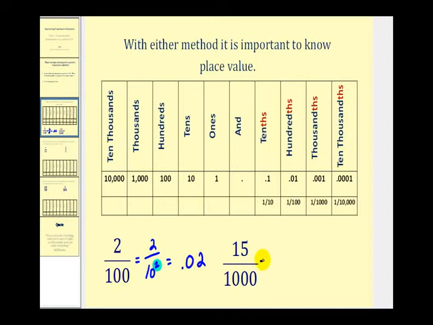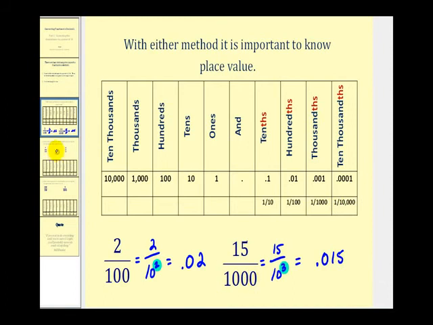On this next example we have 15 over 1,000, which is the same as 15 over 10 to the third. Again, our denominator is the power of 10. So if we have 15 thousandths, notice the thousandths place value has 3 digits to the right of the decimal point. So we'd have to have 0.015. Again, we have the tenths, hundredths, thousandths, 15 thousandths. And again, notice our denominator was 10 to the power of 3, and we have 3 decimal places to the right of the decimal.